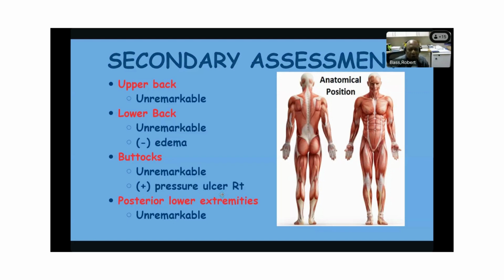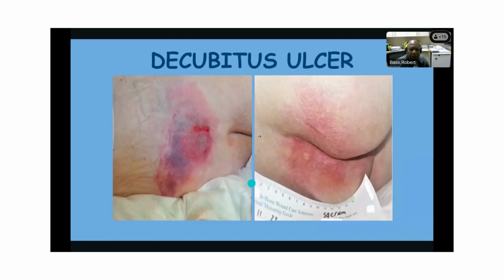Lower extremities are unremarkable. We've got a photo here of a pressure sore or a decubitus ulcer. The pressure sore may be called a bed sore. Here you've basically got injury to that patient's skin from being in one position for so long. I always pay attention to their heels, their ankles, their hips, and also their tailbones. Once again, those at risk are patients that are bedridden and aren't able to change positions.